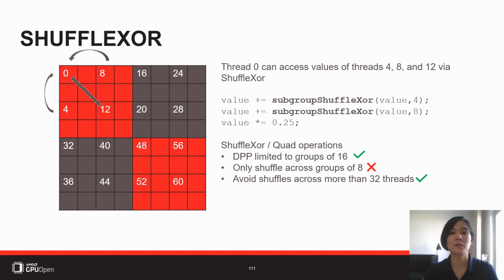We can use the subgroupShuffleXor operation for that. And we are still fine: we are not shuffling across a group of 8 anymore, but we are still staying within a group of 16, so DPP is still possible. It's still very performant, no issues about that.